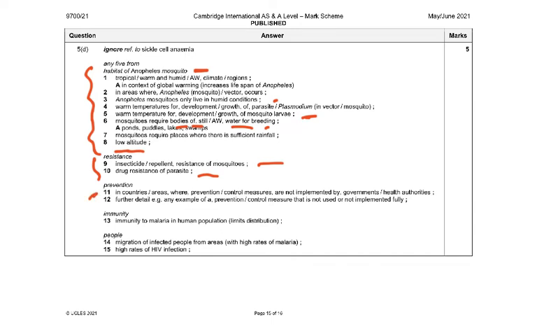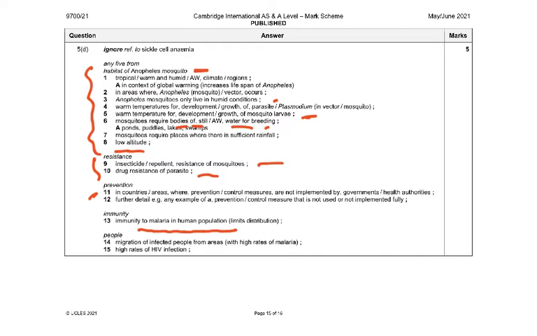Then prevention: countries where prevention and control measures are not implemented by government and health authorities. For instance, there is a lot of water standing everywhere, or they don't spray chemicals to kill the mosquitoes, or they don't use insecticides. So if prevention is not done well, of course that means they are poor countries and they can't afford to spend money on the prevention of malaria. Then immunity in the human population: if the people are immune, then of course it limits the distribution of the disease.